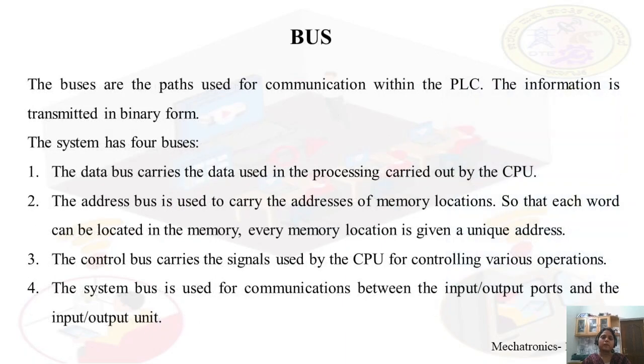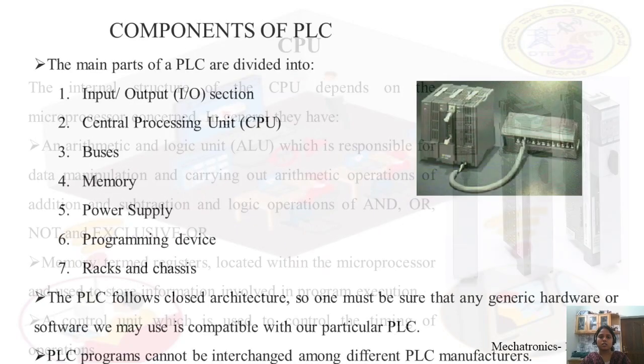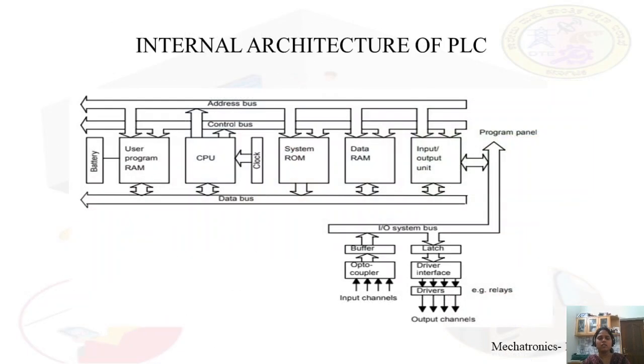Next one is the bus. What is a bus? Buses are the paths which are used for communication within the PLCs. The information through these buses is transmitted in the form of binary, that is zeros and ones. If you see the internal architecture, here we can see the 4 types of buses: address bus, control bus, data bus and system bus. Now we will see them in detail.